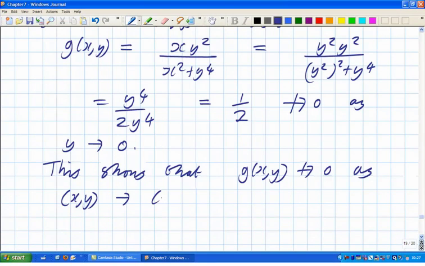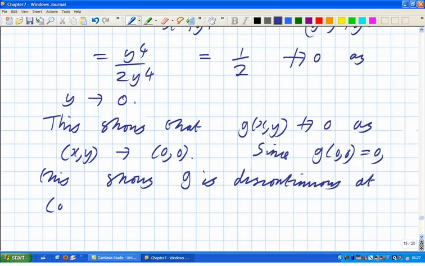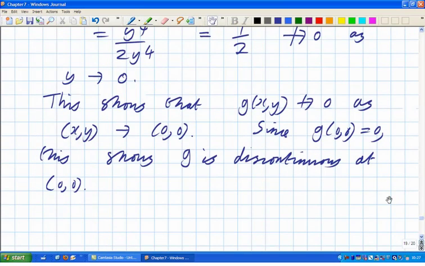So this shows that g of (x, y) does not tend to 0 as (x, y) tends to (0, 0), because you found one direction of approach where it doesn't work. Since g of (0, 0) is 0, this shows g is discontinuous at the origin.